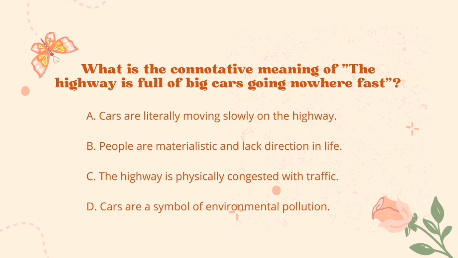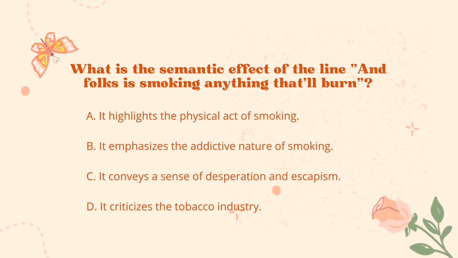First question. What is the connotative meaning of "the highway is full of big cars going nowhere fast"? The answer is B. People are materialistic and lack direction in life. What is the semantic effect of the line, "and folks is smoking anything that'll burn"? And the correct answer for this question is C. It conveys a sense of desperation and escapism.